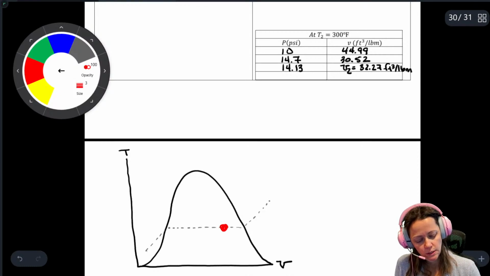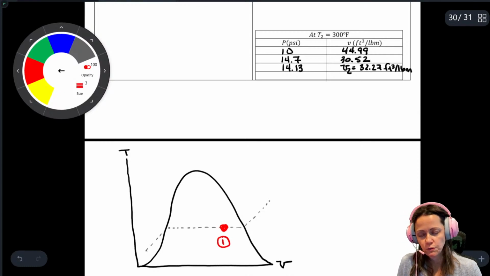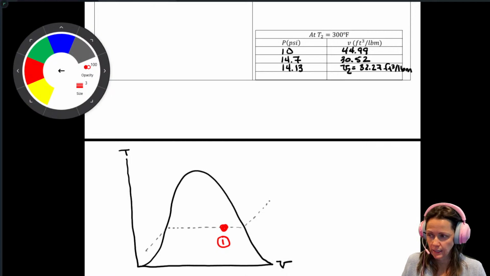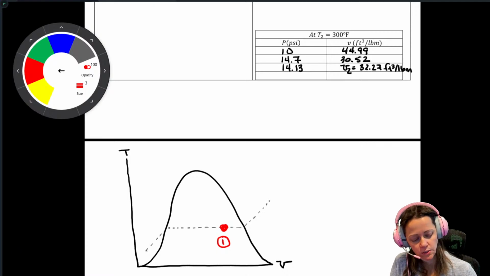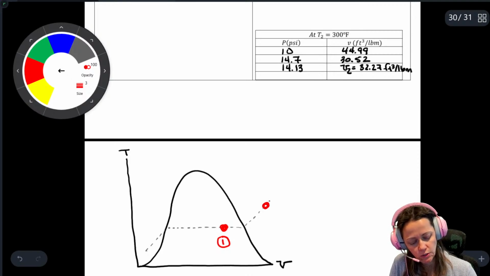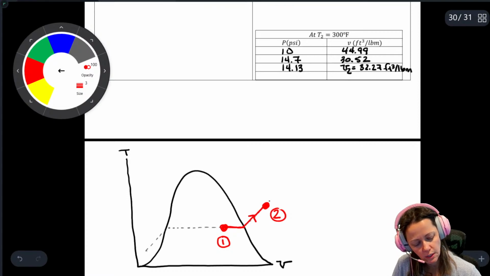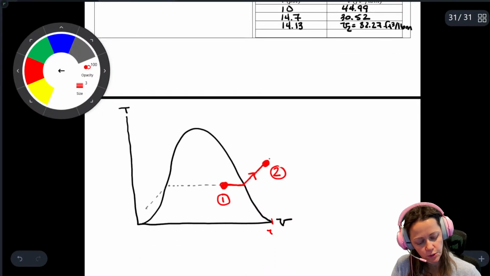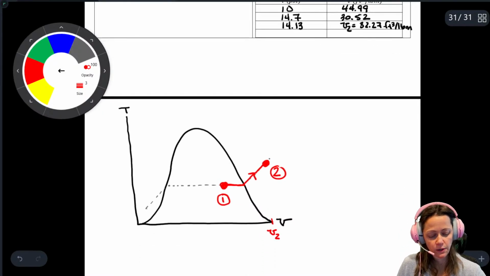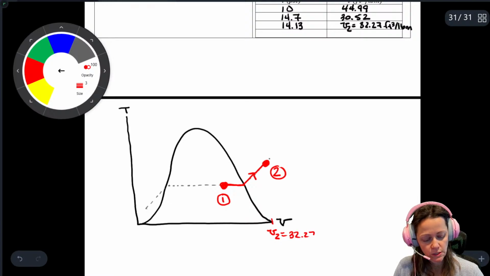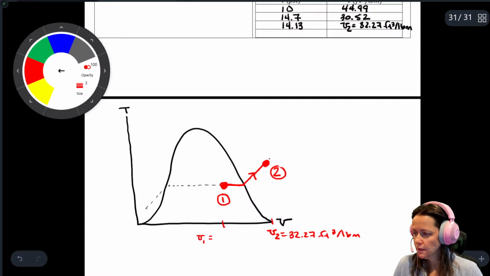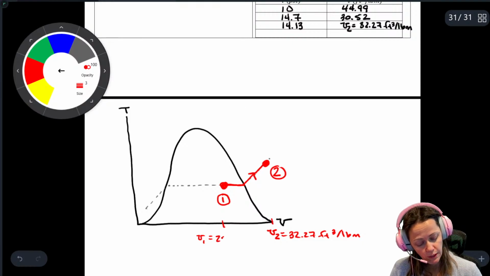So state 1 was in that two-phase region. We had a quality of 90%, so it's going to be close to that saturated vapor line. And state 2 is out there in that superheated region. I'm going to draw it going straight across and then up into the superheated region. My V2, which I've defined up here, is 32.27 per pound mass. And this is V1, 25.04.